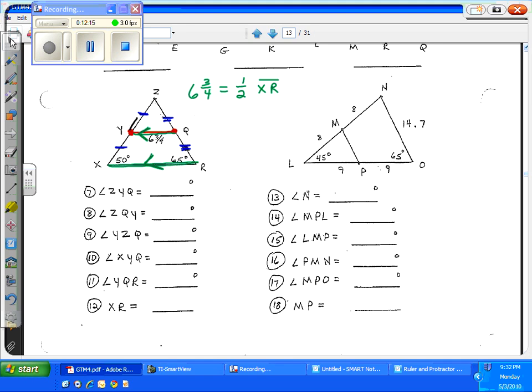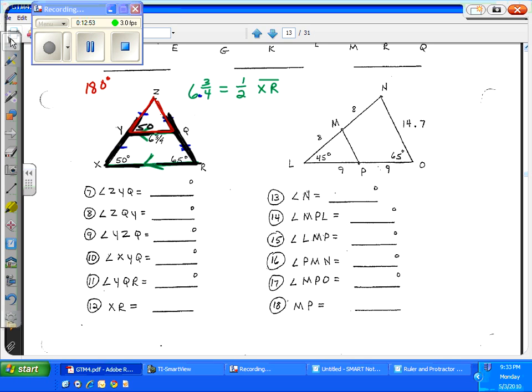Now, if it is parallel, then corresponding angles are equal, so that's 50 degrees, and corresponding angles are equal. And we also know that the sum of the angles of a triangle is 180 degrees. So you can finish out those angles and answer all of those questions. Let's deal with this situation. Sometimes students get scared with fractions.